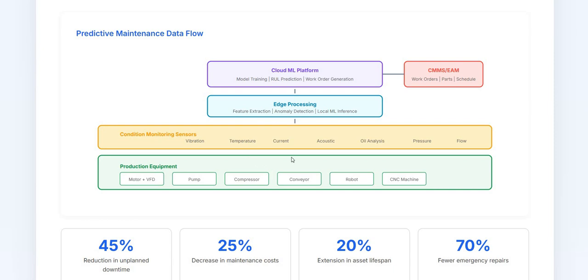And remaining useful life estimates turn into plant work. I mean, spare parts get scheduled and maintenance shifts from reactive to planned without interrupting production flow.